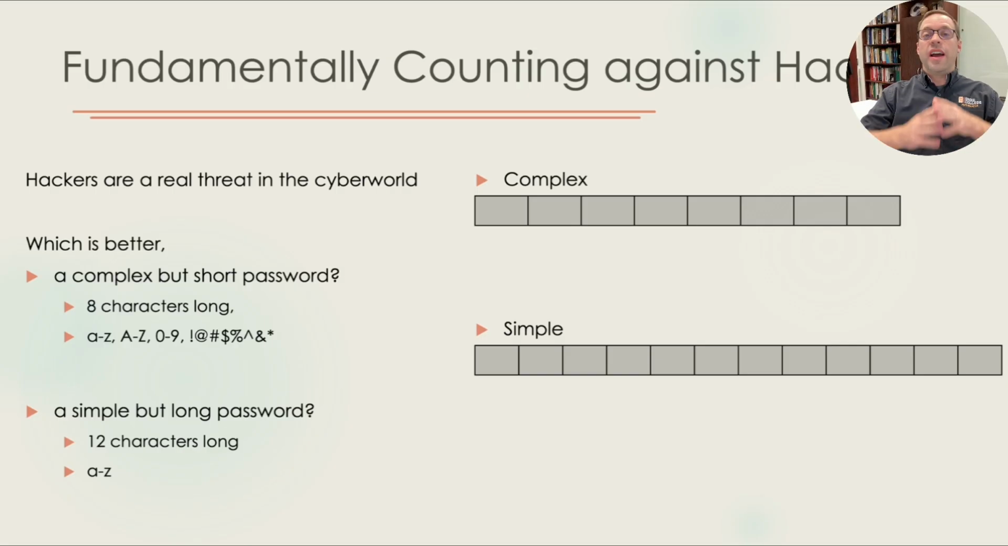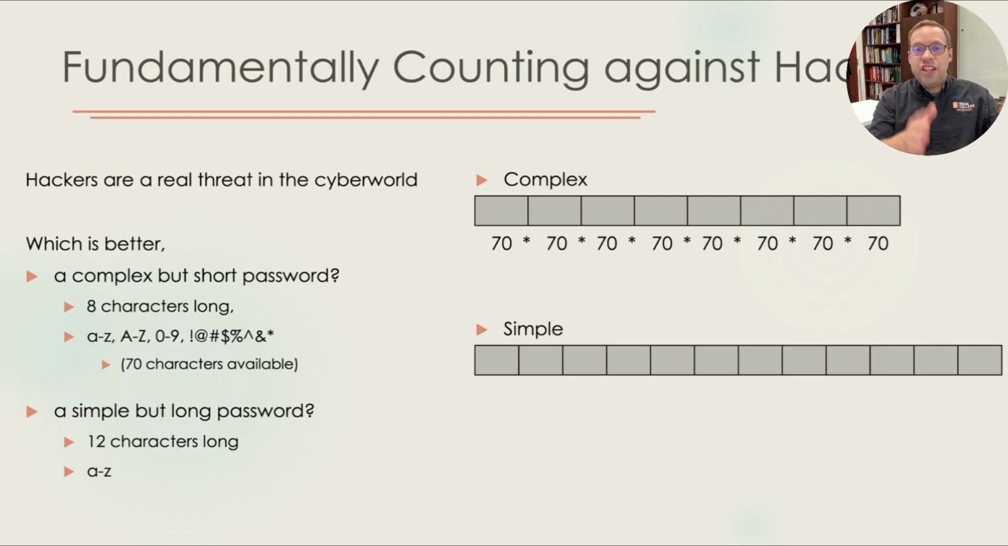It's 8 characters long. We can have any character, and when we take lowercase, uppercase, digits, and other special characters, that totals up to 70 different possible characters. So for my first character in the password, I have 70 different possible characters that I can put there. For my second spot in my password, 70 different characters can go there. Third spot in my password, 70 different characters can go there as well. 70 for each of the 8 different spots.